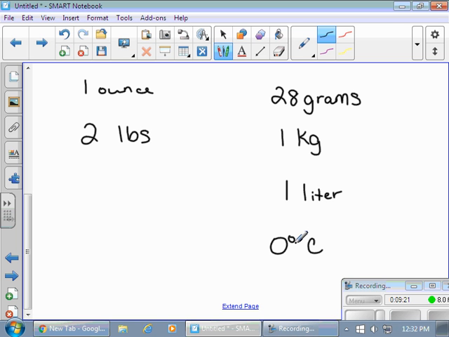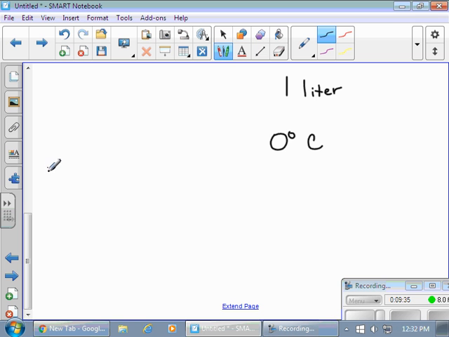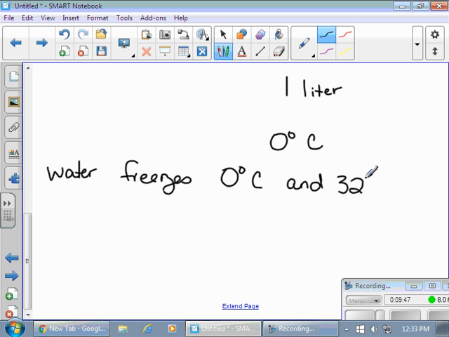All right. Water freezes at 0 degrees Celsius and 32 degrees Fahrenheit. So you're going to actually put both of those on there. At the bottom where it says water freezes, 0 degrees Celsius and 32 degrees Fahrenheit. And those two are the same. Freezes, like when you put water in the freezer and it turns to ice.